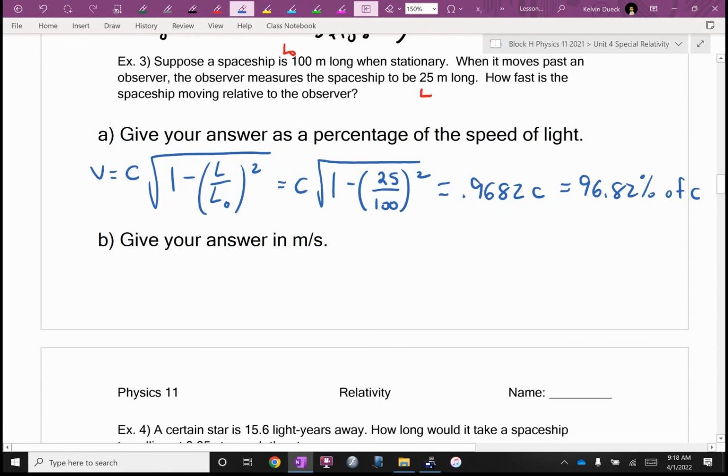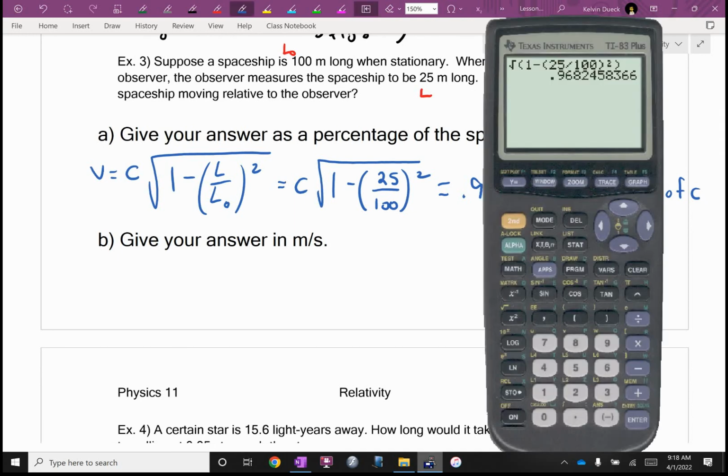What if they want an answer? Did that work okay? Yeah? Okay. What if they wanted this in meters per second? How would I convert this number here to meters per second? Well, actually multiply it by C. What's C as a number? So just go answer button times 3 times 10 to the 8th. If they want it in meters per second, this is 2.905 times 10 to the 8th meters per second.